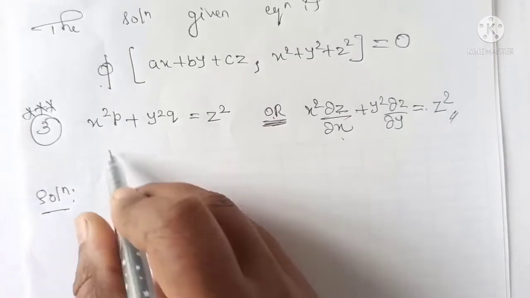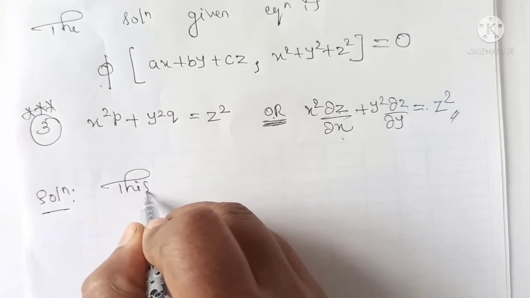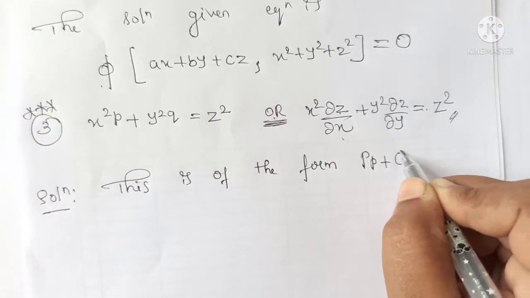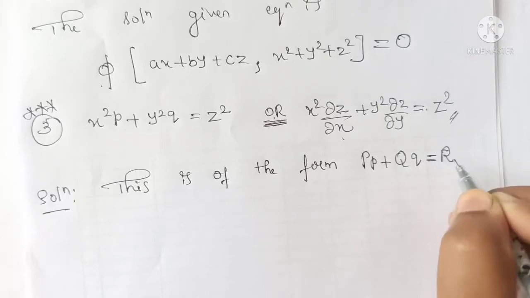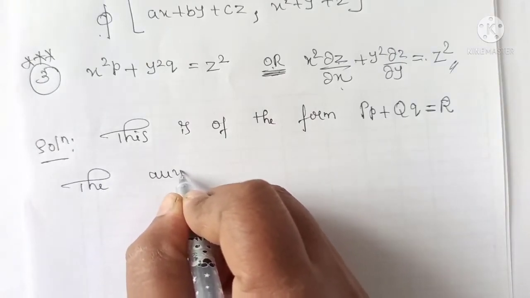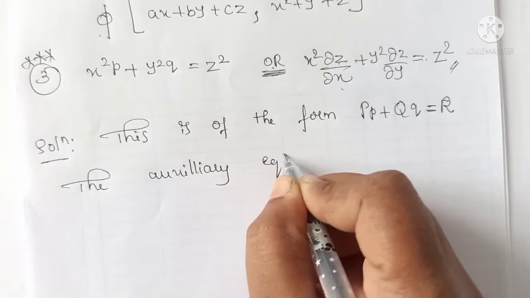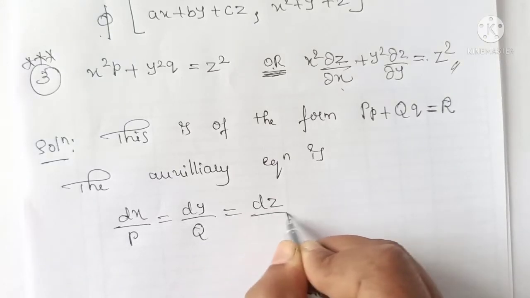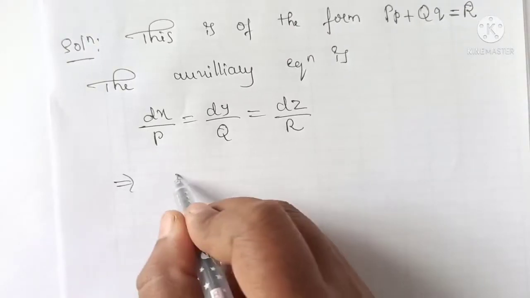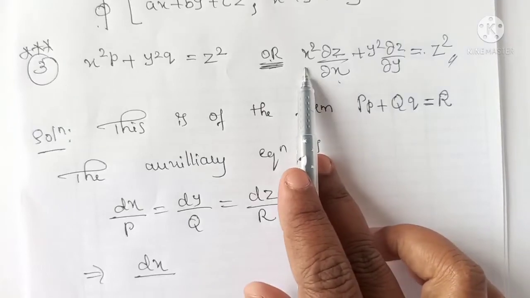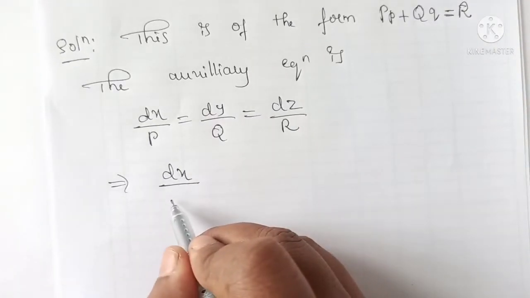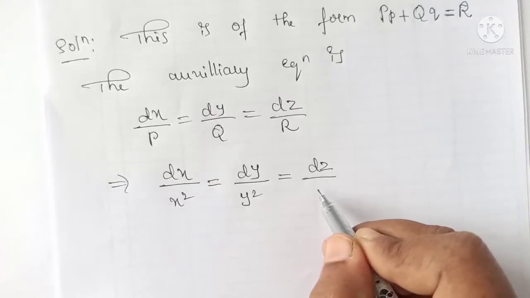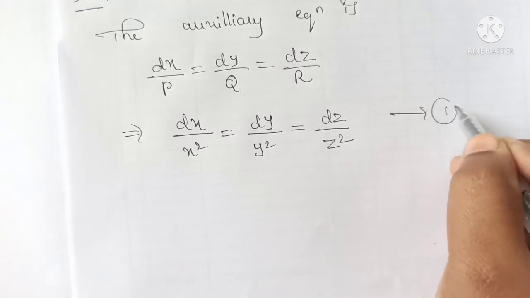Solution. This is nothing but Lagrange's linear PDE. It is of the form capital P into small p plus capital Q into small q equals R. Thus the auxiliary equation is dx divided by P equals dy divided by Q equals dz divided by R. In the given equation, P is x square, so it is dx divided by x square, dy divided by y square, and dz divided by z square. Consider this as equation 1.